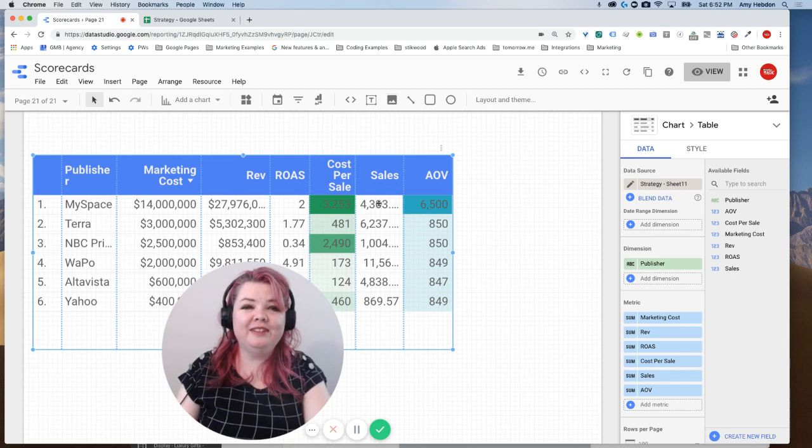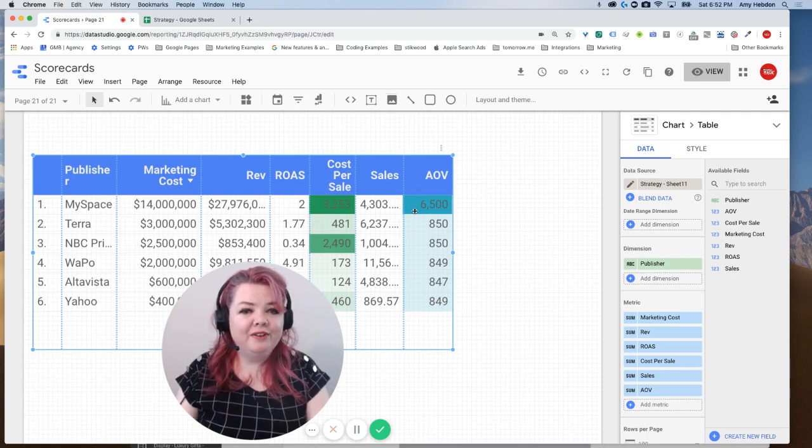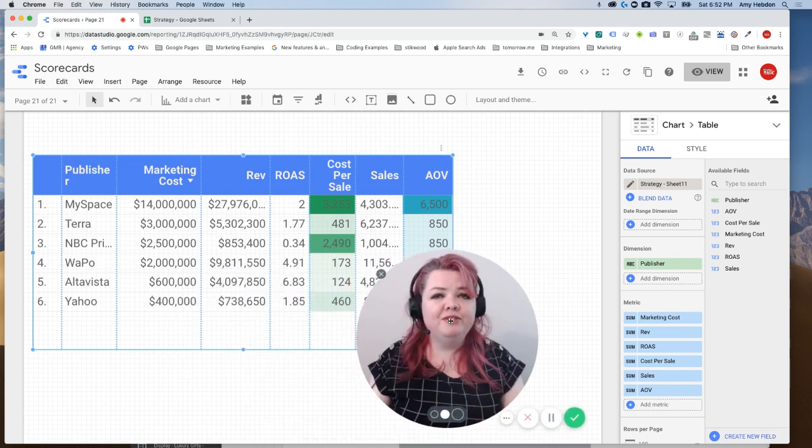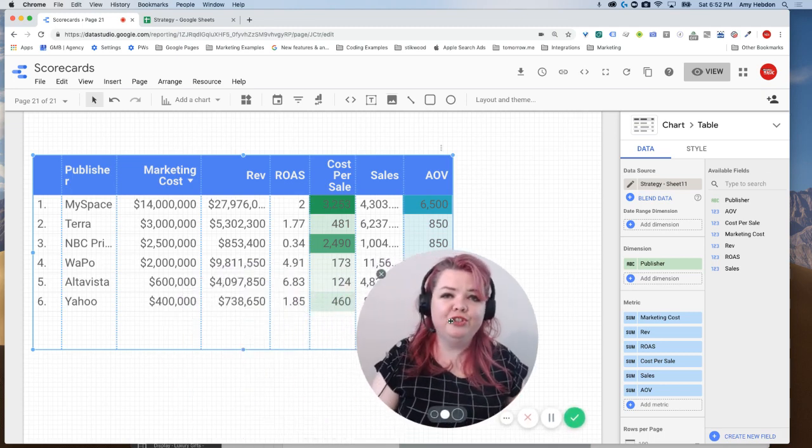We can't just look at the cost per sale in a vacuum either, because that's discounting the value per sale. So it might cost $3,000 to drive a sale, but that sale is worth $6,500. That really is standing out here. So we could keep on doing this. We can keep on adding metrics to our table.